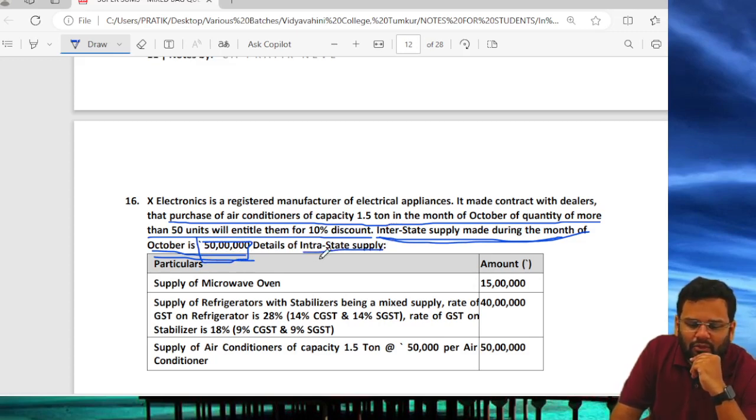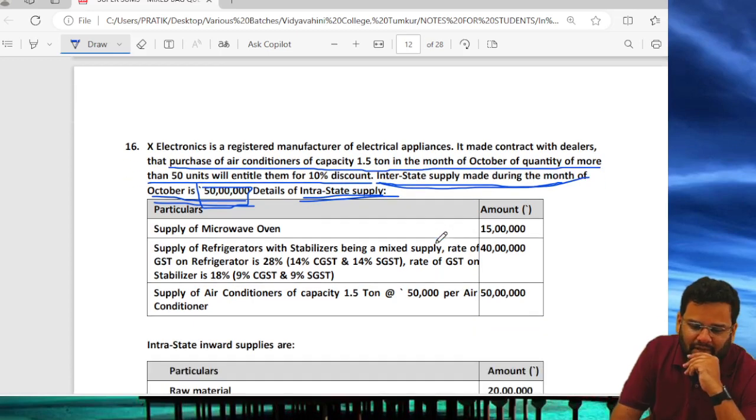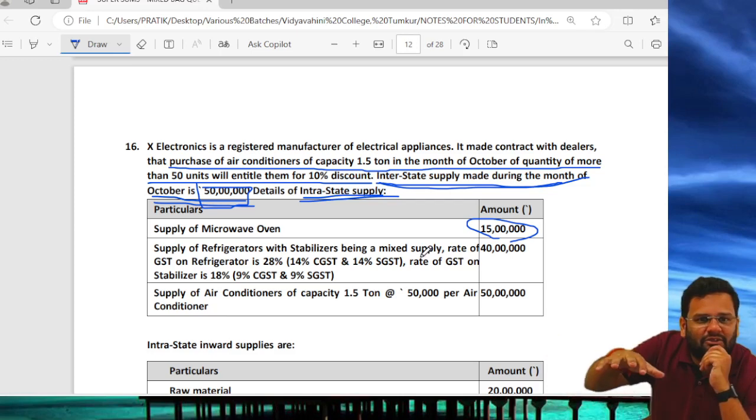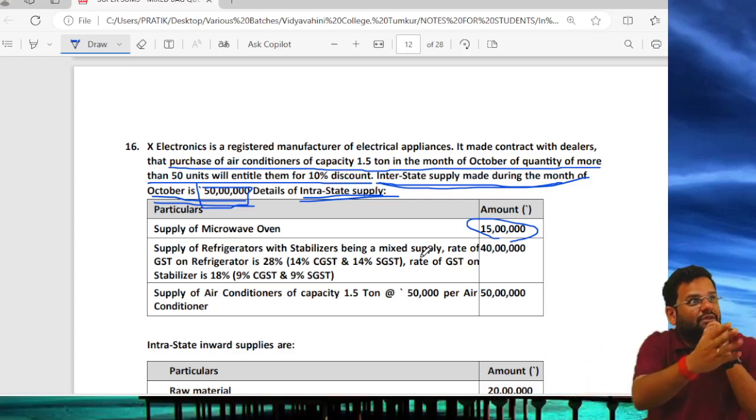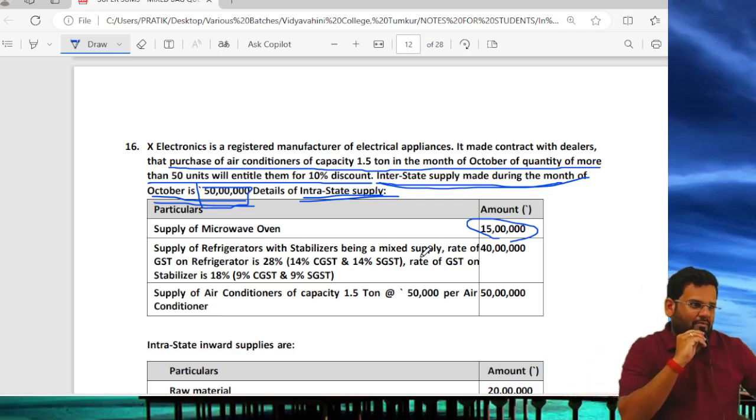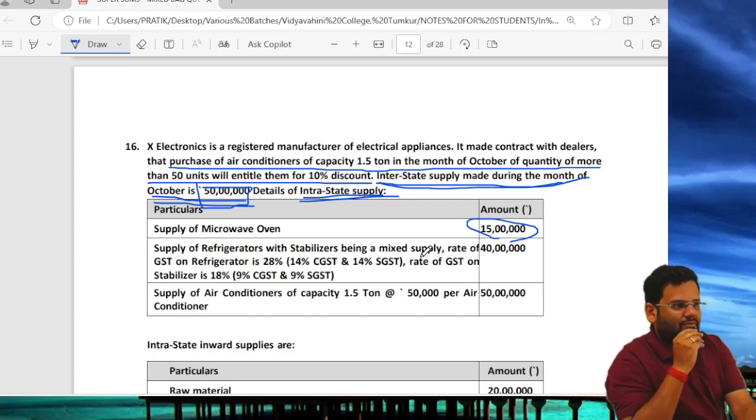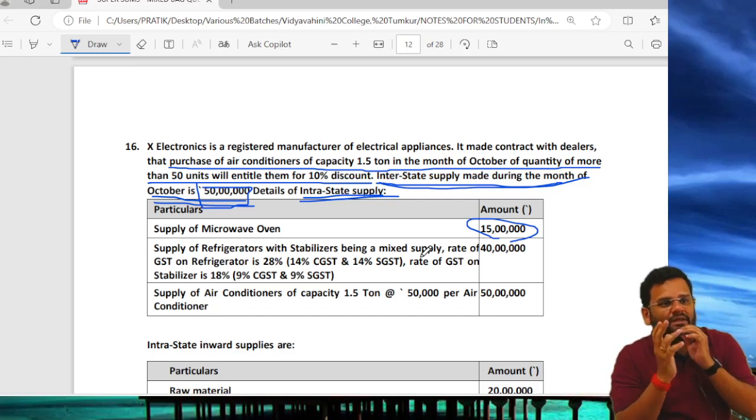And now they are giving you details of intrastate supply. In intrastate, what is the first supply you have made? Microwave ovens of 15 lakhs. Second, refrigerators with stabilizers. You understand stabilizers? What do they stabilize? Power. So basically, if there is a lot of fluctuation, it can damage the equipments. So stabilizers, what they do? They regulate the power supply.